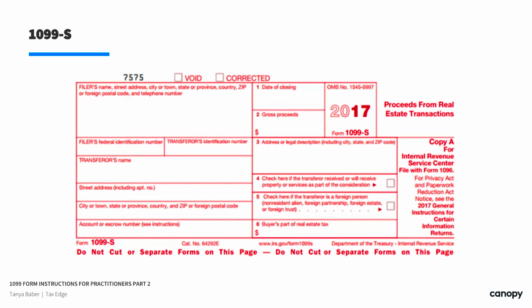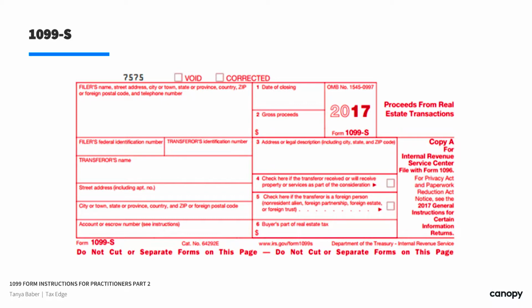So for the most part, just think of this as our real estate 1099. So it's going to have very specific information about that. What was the date of closing? How much was it sold for? So the gross proceeds. What is the address of that particular property or legal description? Here, if they're going to receive property or services as part of the payment consideration, or if it's a foreign person, they want to know that too. And 6, buyer's part of real estate tax.